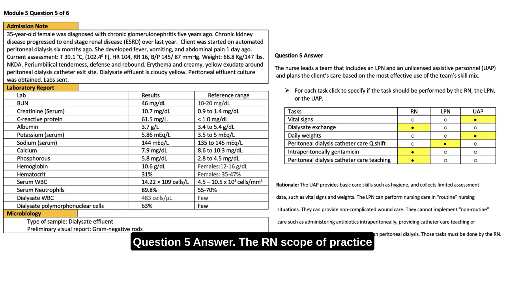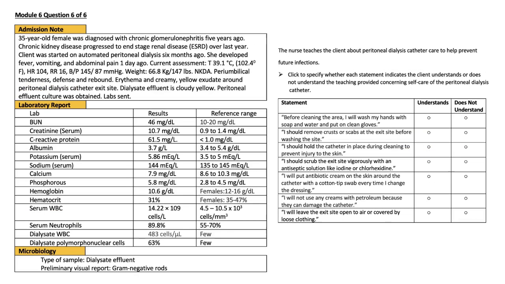The RN scope of practice includes dialysate exchange, intraperitoneal gentamicin, and peritoneal dialysis catheter care teaching. Rationale: the UAP provides basic care skills such as hygiene, and collects limited assessment data, such as vital signs and weights. The LPN can perform nursing care in routine nursing situations. They can provide non-complicated wound care. They cannot implement non-routine care. Module 6 Question 6 of 6.